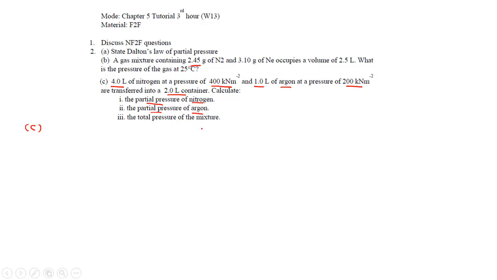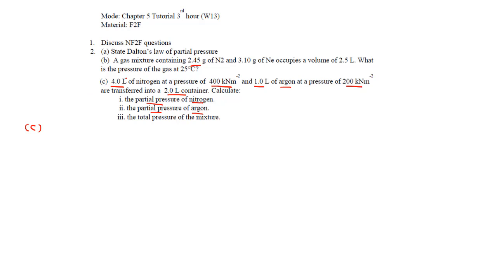Maybe some students will wonder, why do we need to calculate partial pressure when the pressure value is given? If you notice, for example, nitrogen gas initial volume is 4 liter, and then we transfer it into a 2 liter container. Same goes to argon. Initial volume is 1 liter, we transfer it into a 2 liter container. So the volume changes, that means the pressure also will change. That is why we need to calculate the partial pressure for each gas in the container, because the volume has changed. So how do we do that?